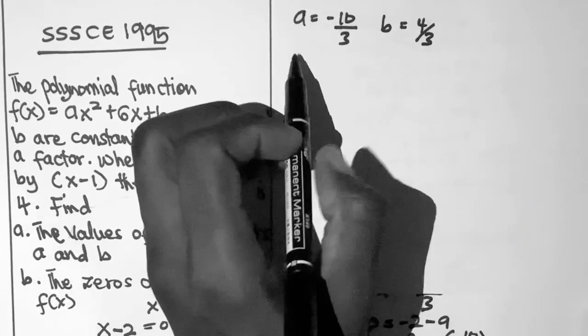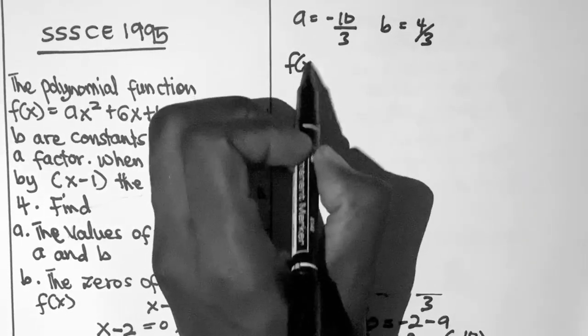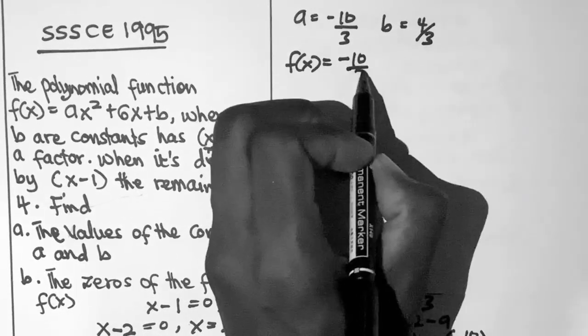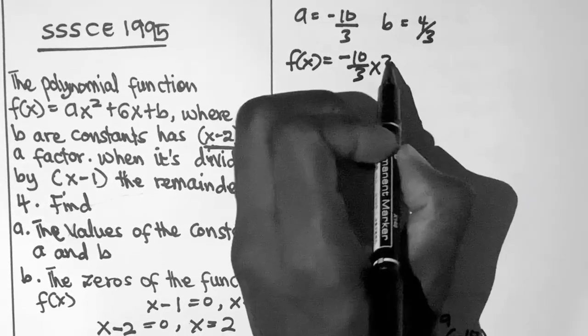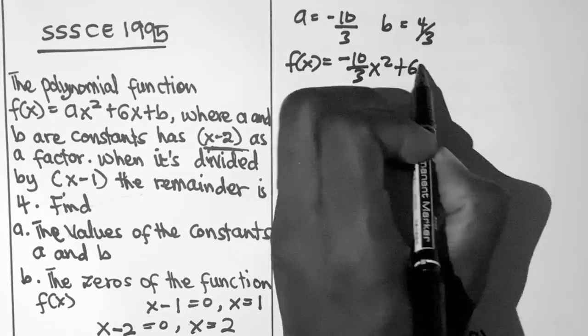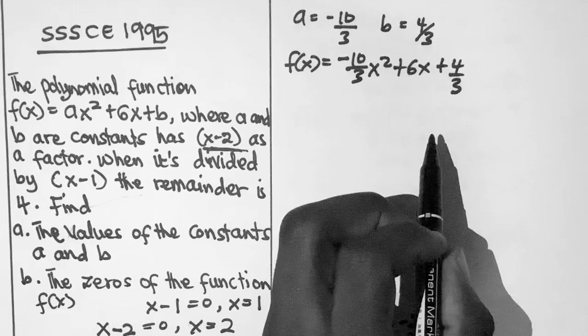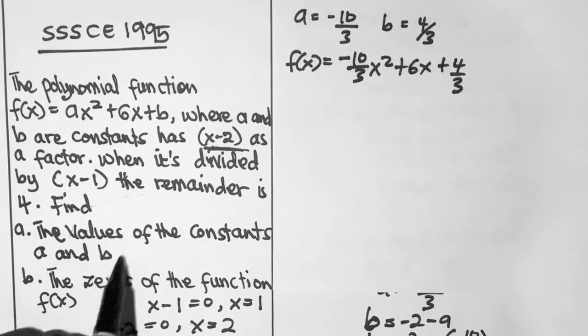So we can rewrite f of x. So f of x is equal to ax squared. That becomes minus 10 over 3 x squared, then plus 6x, then plus b, which is plus 4 over 3. So we are done with the first part, which is to find the values of a and b.